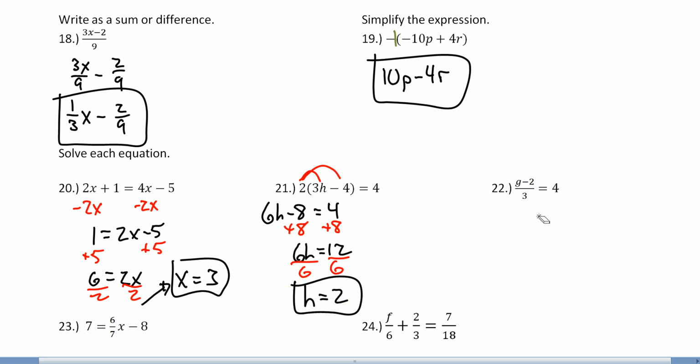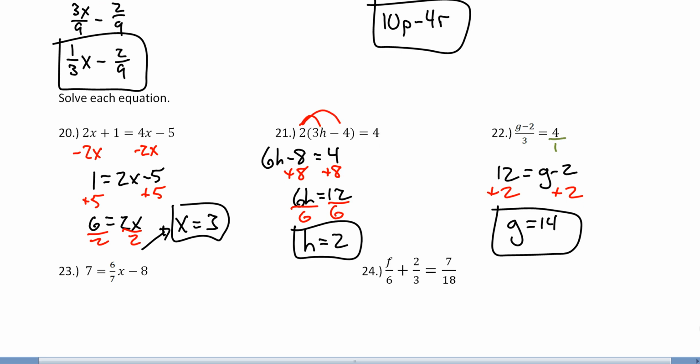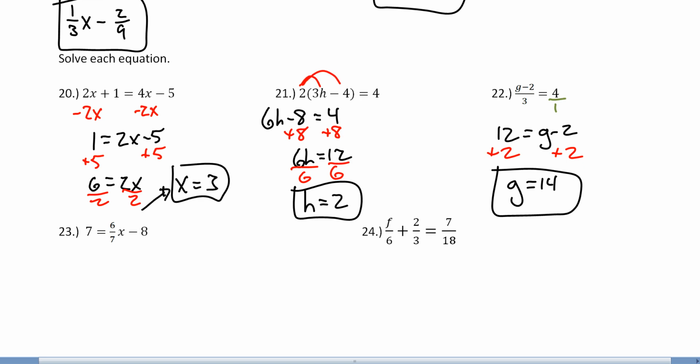The next one, we have something like this guy. You can undo that division. Right now you're dividing by 3, so you can multiply each side by 3. Or we can look at this as a 4 over 1. Now this is a proportion, which means I just cross-multiply. I do 4 times 3 is a 12, and then g minus 2 times 1 is a g minus 2. Okay? And now from here, to solve this thing, I just add the 2 to each side. So I end up with g equals a 14.